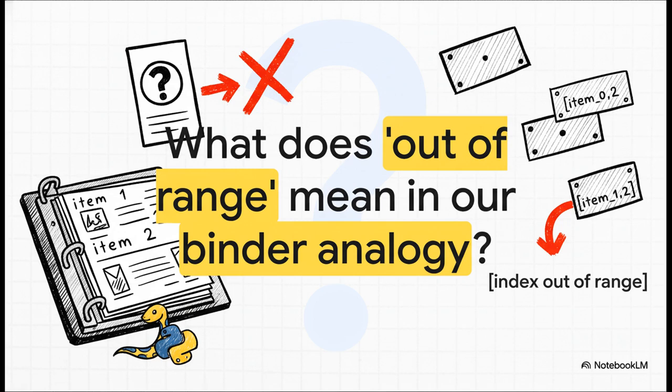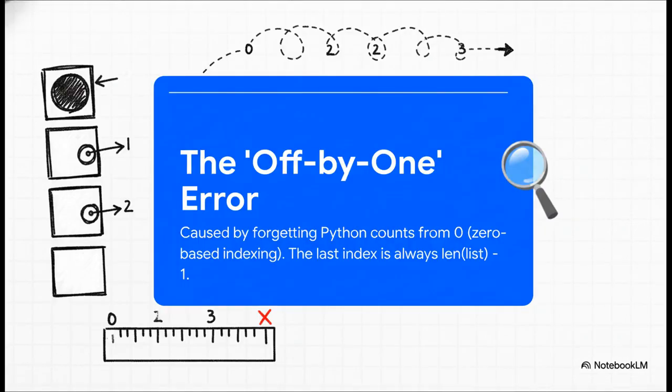But the question is, why doesn't page number 3 exist? There are 3 items. And that brings us to the classic off by 1 error. This is caused by a core rule in Python and a ton of other languages. Computers don't start counting from 1 like we do. They start counting from 0. This is called zero-based indexing. So in a list with 3 items, the valid page numbers, the indices, are 0, 1, and 2. Asking for index 3 is asking for the 4th item, which, just like you said, doesn't exist.